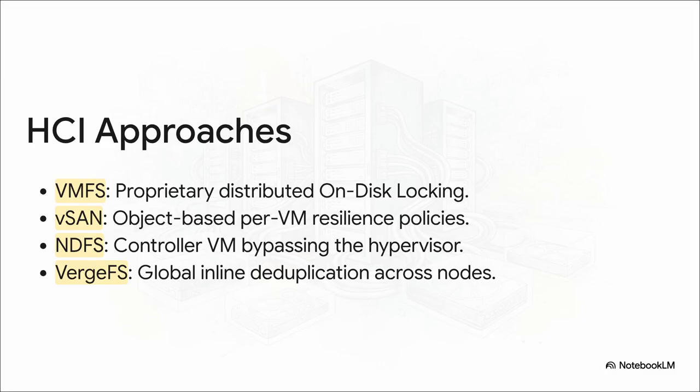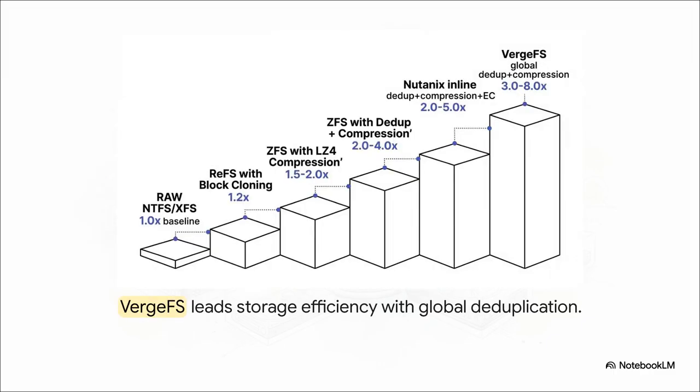Nutanix goes a totally different route, dropping a controller VM on every node to bypass the hypervisor entirely for sub-millisecond latency. And then there's VirgFS, which actually deduplicates across every byte of data in the entire cluster, not just a single node. And there are some absolutely massive hardware savings to be found here.